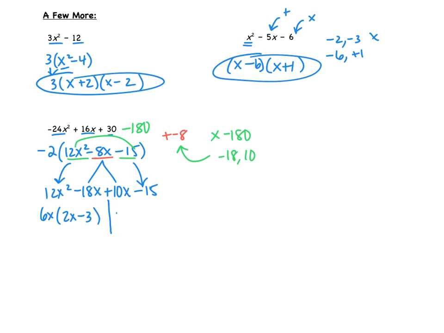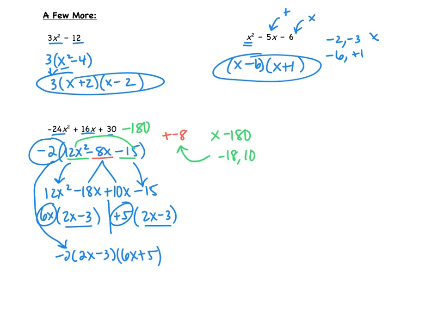Out of the next two terms, I can take out a 5. And I'm left with 2x minus 3. Again, what's in parentheses should match. That's our first factor. Our second factor is what's outside, so that's 6x plus 5. And remember, you took out a -2, so that is still part of the answer. That's a common mistake, is to forget the GCF that was taken out. So this is our final answer.